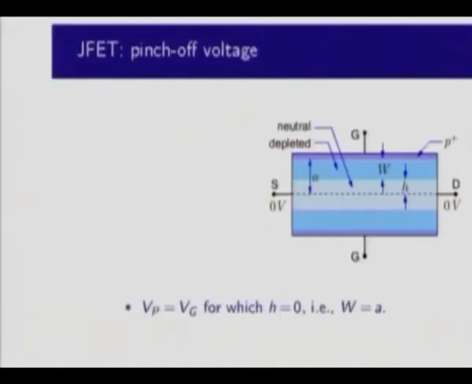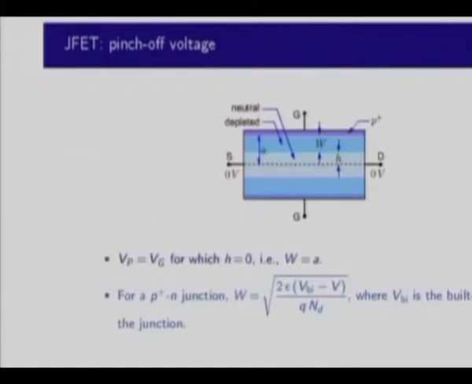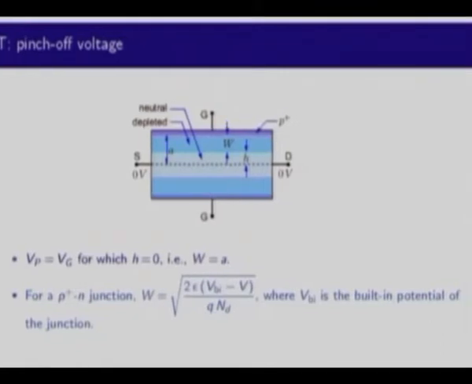So what is the pinch off voltage basically? It is the gate voltage for which this H becomes 0, or in other words, this W becomes equal to A. That is the pinch off voltage. If you know the dependence of W on VG, just equate that to A and you get your pinch off voltage, as simple as that. There is no reason why this should not be derived in class. It must be derived in class so that students develop a better understanding. So what is W for a P plus N junction?